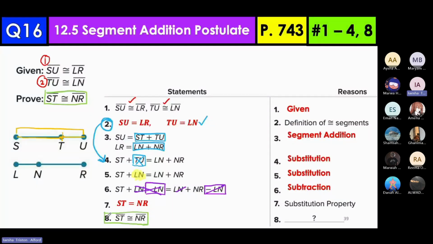Now, from line 7 to line 8, there's something new, something different. They replaced the equal with the congruent. So it's congruent. Write something about congruent segments, or congruence.